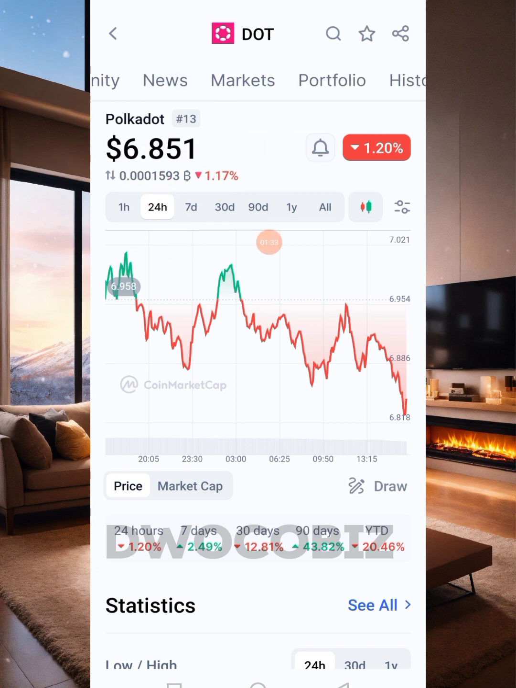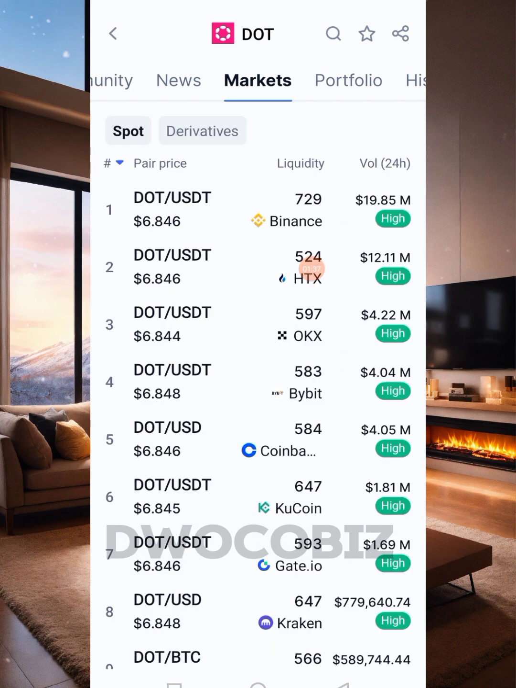Now you come over to the market side. When you click on the market, the first exchange you're going to see is Binance. It's being sold at 6.846 on Binance. So you have to look for other exchanges or platforms where they sell it at a lower rate, so you can go and pick it up, then exchange and sell it at a higher rate and make your profit. That's what we're doing here.